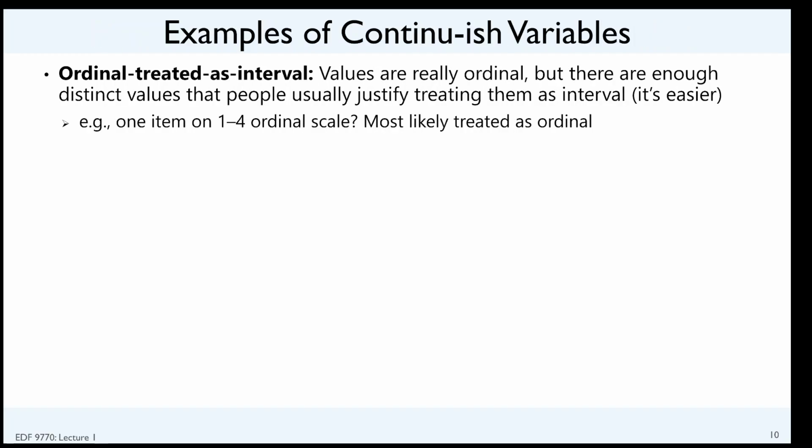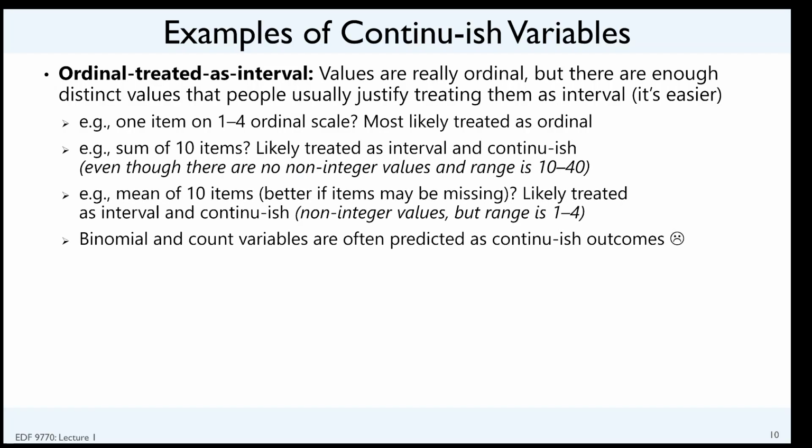So examples, something called ordinal treated as interval. If I have a one-item survey on a scale of 1 to 4, how do you feel? Most people will be like, yep, that's ordinal. That's not really a number. No. What if I give you 10 items, each on a scale of 1 to 4, and you come up with a sum? Oh, well, that's a number, right? Not really. People will treat it that way.